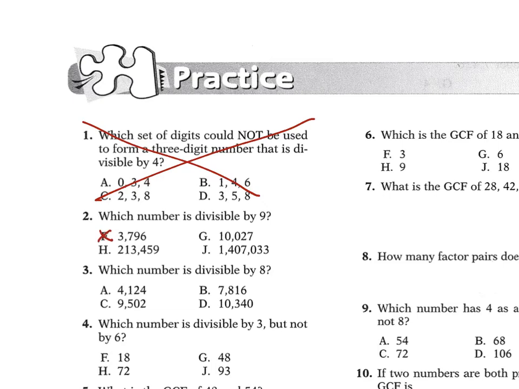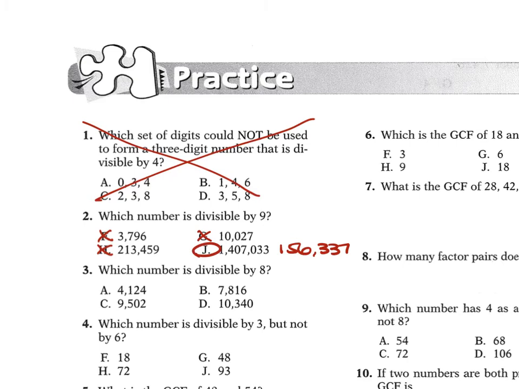For G, we have 10,027. If we divide that by 9, we get a number that repeats as well, so that does not work. For H, we have 213,459 divided by 9 gives us a number that repeats as well, so that doesn't work. So J is going to have to work. So 1,407,033 divided by 9 gives us 156,337. So that one works. J was your answer for 2.